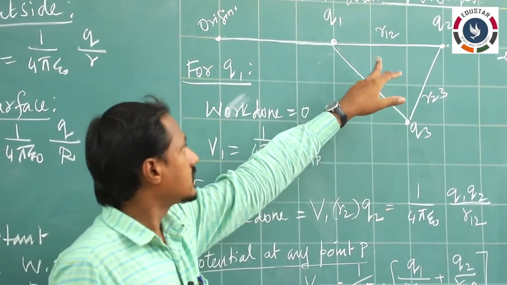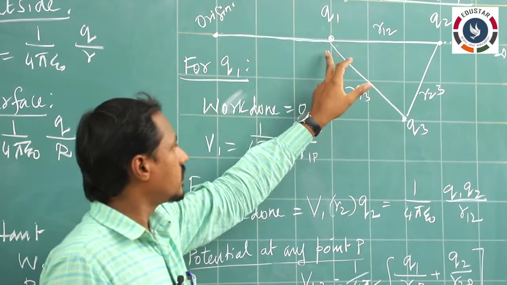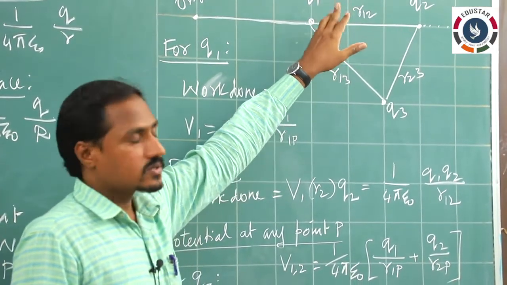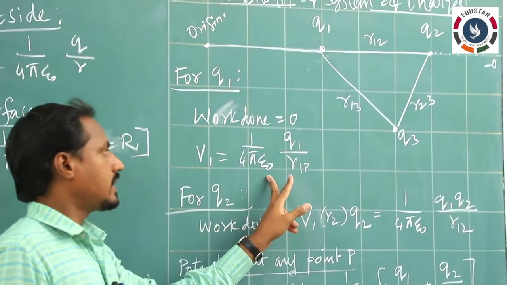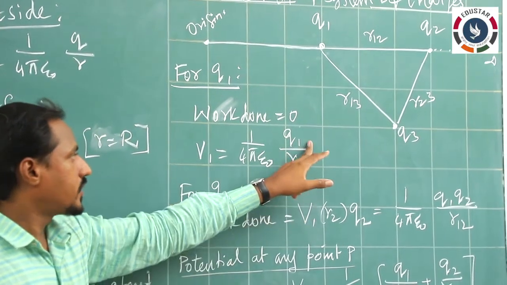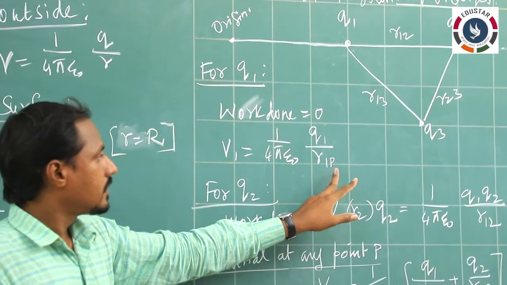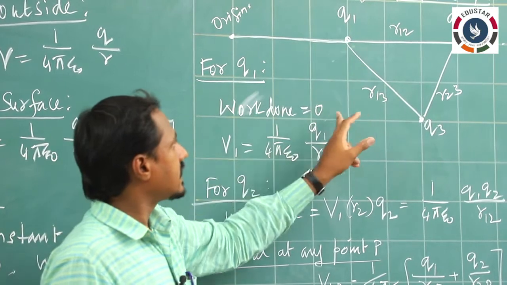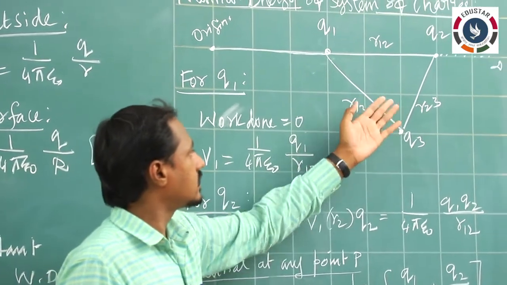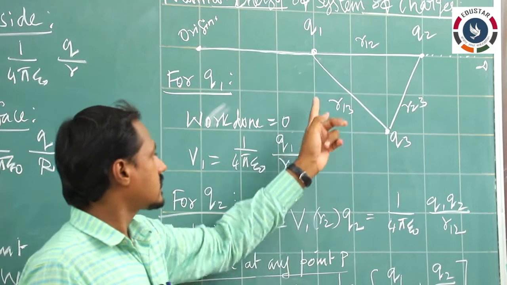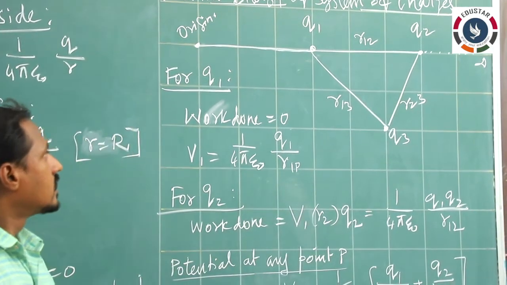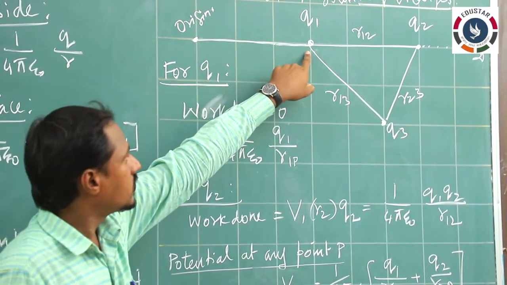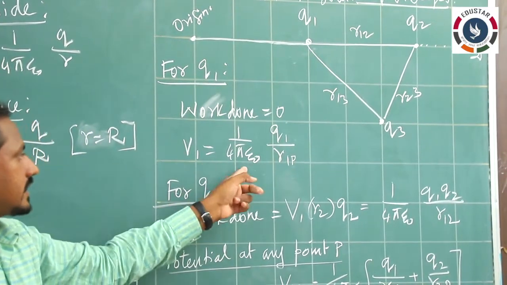Now it is brought here. Due to the Q1 charge it will produce potential and electric field around it. That potential can be written in a similar way as 1 by 4 pi epsilon naught Q1 by R1p, where P is any point. Due to this charge the potential at any point, wherever that point P is, the distance is called R1p. So, for Q1 work done equals 0 and the potential of Q1 will be V1 given by this.